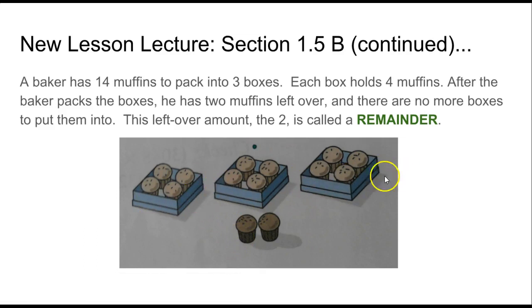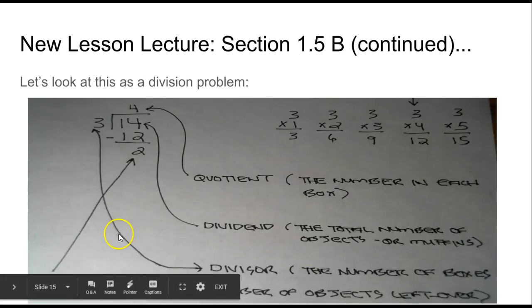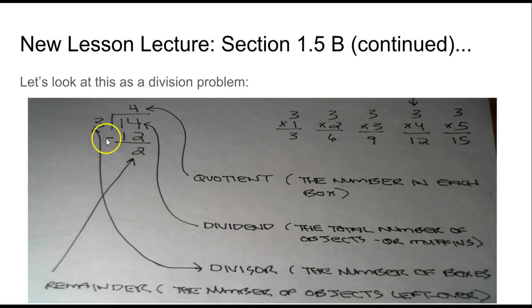However, the boxes can only hold so many. The boxes only hold 4. He's got 14 muffins. So he's got these here, and there are 2 that are left over. There are no more boxes, but he's got more muffins than boxes. This number 2 in division is called a remainder. So there are 2 left over that he wasn't able to divide evenly. Let's continue. So let's see what this looks like. Looking at this same problem that we've seen through pictures, now let's look at it through the division operation, in a numerical way.